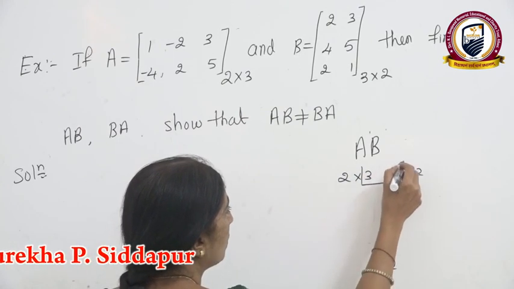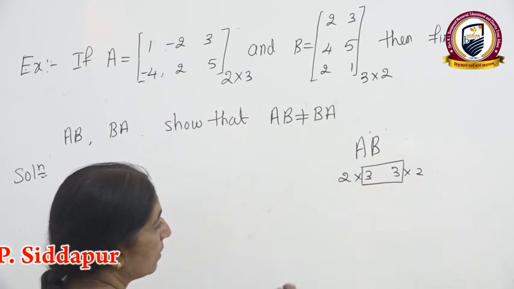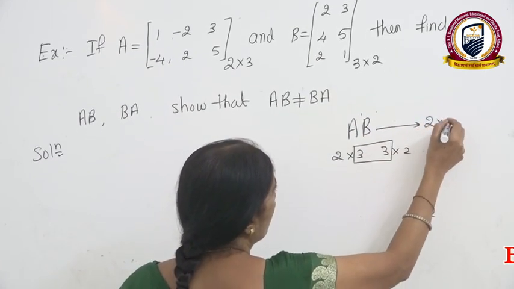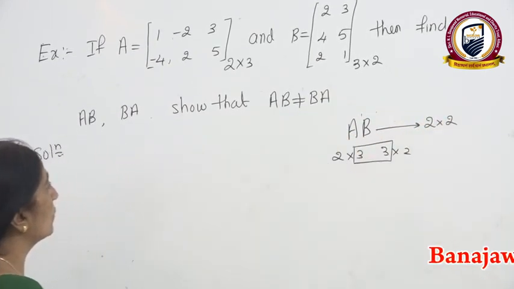See these values. Are they equal? Yes. Then what will be the order of matrix AB? This is of order 2 by 2. Then write down here.